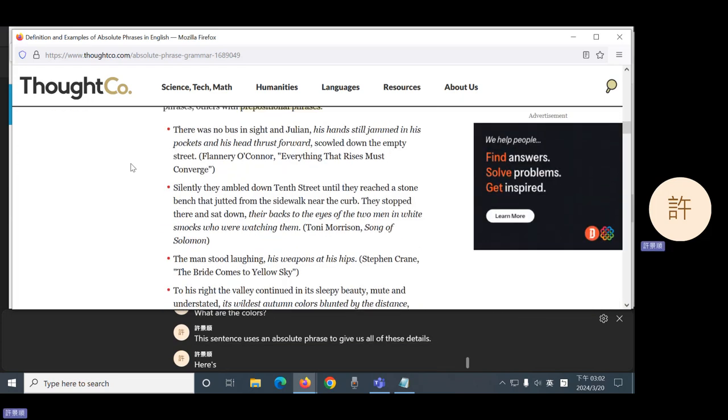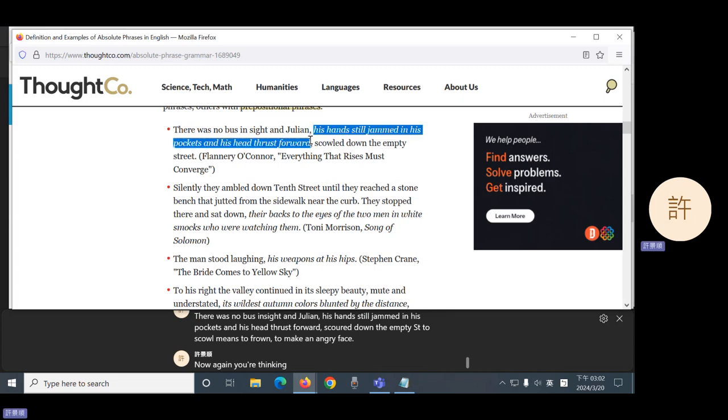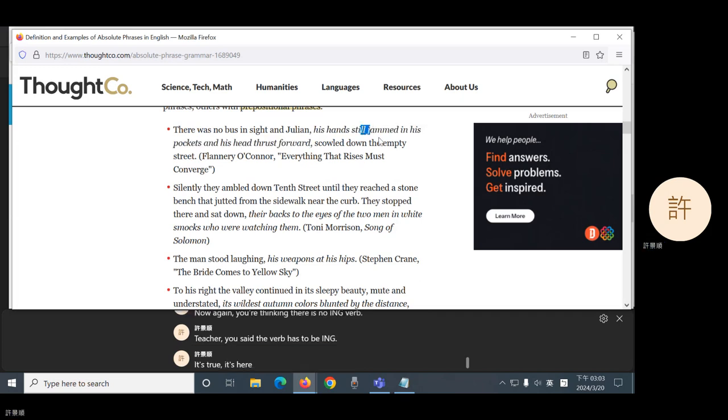Here are some more examples. There was no bus in sight, and Julian, his hands still jammed in his pockets and his head thrust forward, scowled down the empty street. To scowl means to frown, to make an angry face. Now again, you're thinking, there is no ing verb. Teacher, you said the verb has to be ing. It's true, it's here. Being jammed and being thrust.